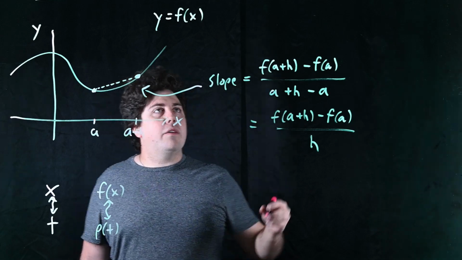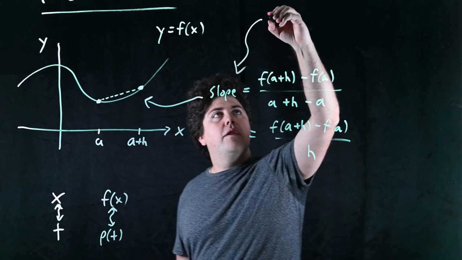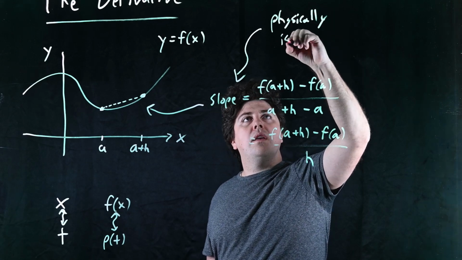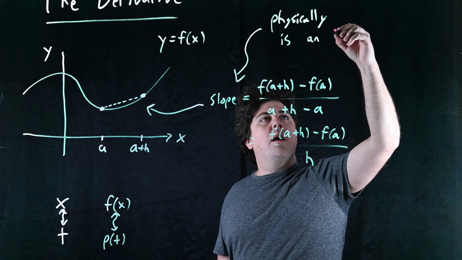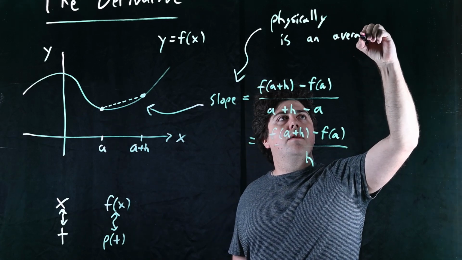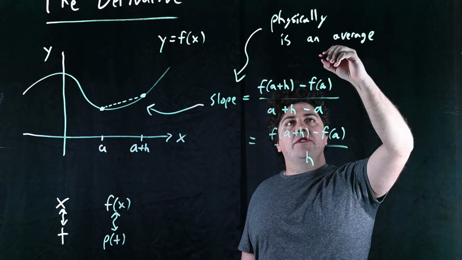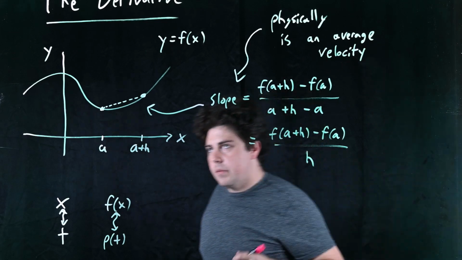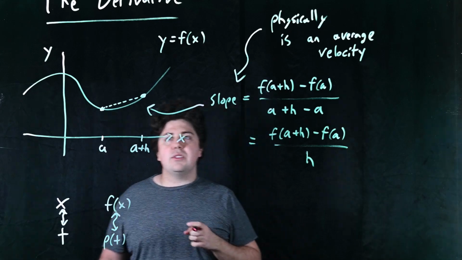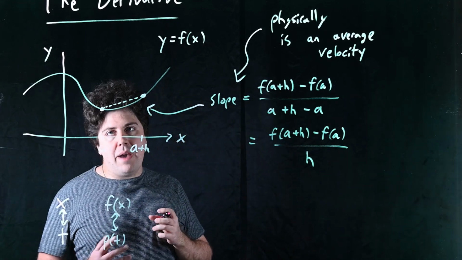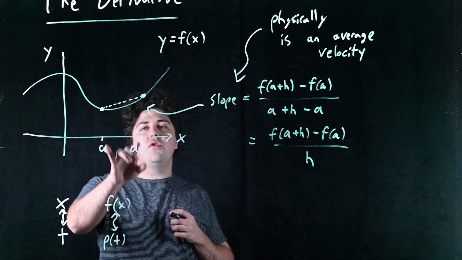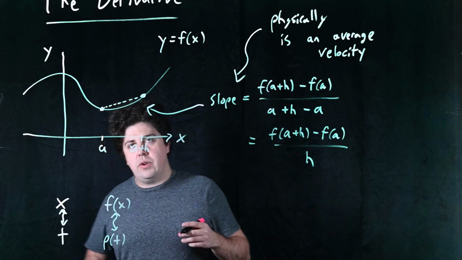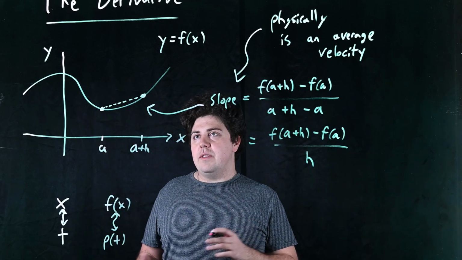So in the physical metaphor, this physically is an average speed. Maybe we should say average velocity because it's signed. Average velocity. Okay? So basically, what this little secant line is, in this picture you may or may not have seen before, is if we draw a little line segment like this, what this is capturing is the average velocity of this function.